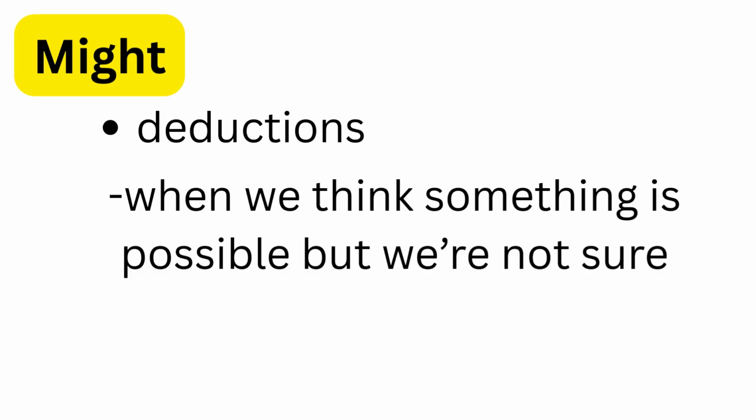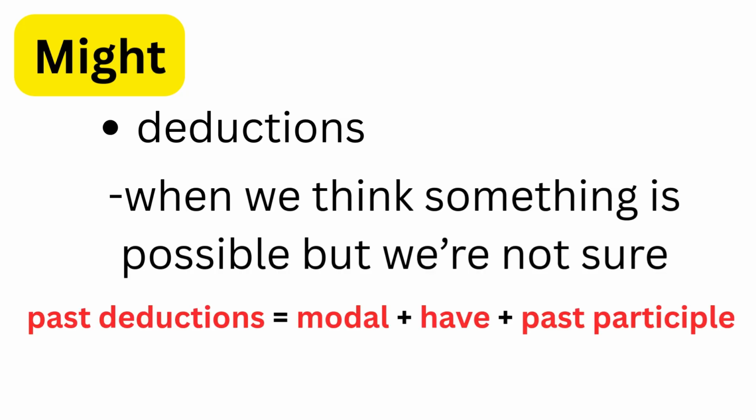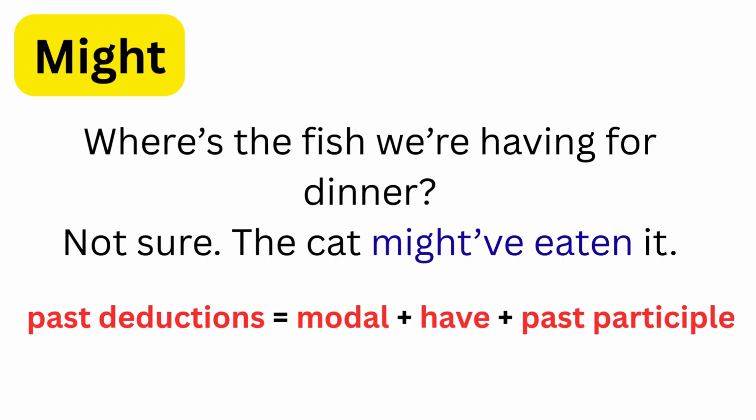And here's something important, we can use all of our modals of deduction to talk about the past, as well as the present or future. The structure for the past is modal plus have plus past participle. For example, where's the fish we're having for dinner? Not sure. The cat might have eaten it.